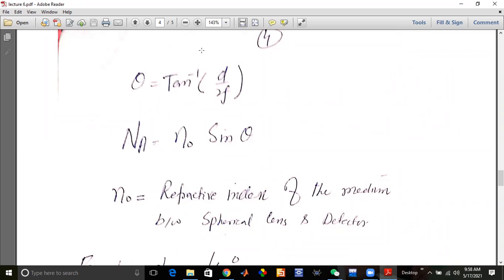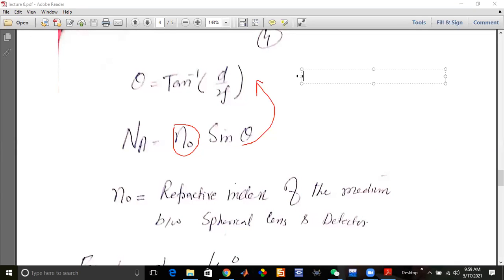Here you see that the NA is equal to n naught sine theta, where n naught is the refractive index of the medium and theta is the maximum acceptance angle. So this equation shows the numerical aperture. The numerical aperture is equal to n naught times the sine of the maximum acceptance angle.